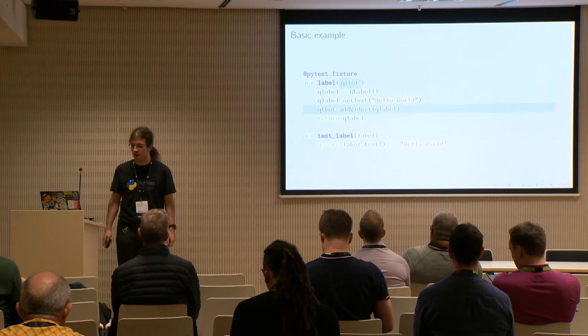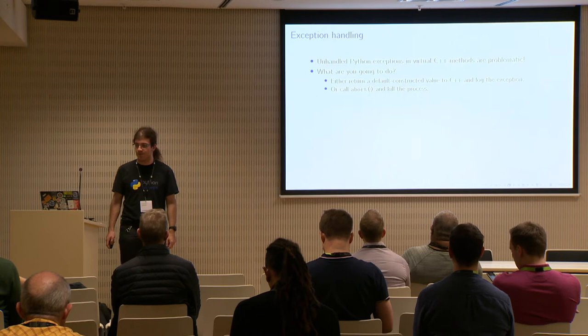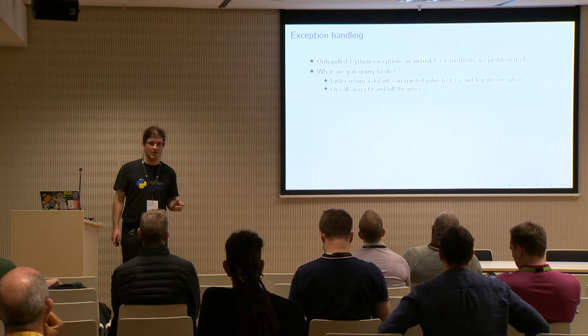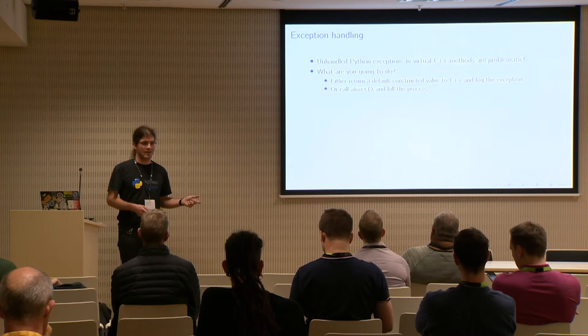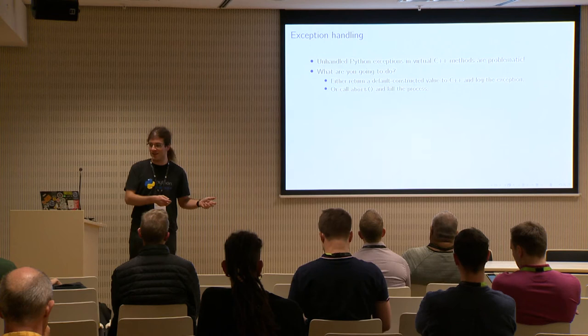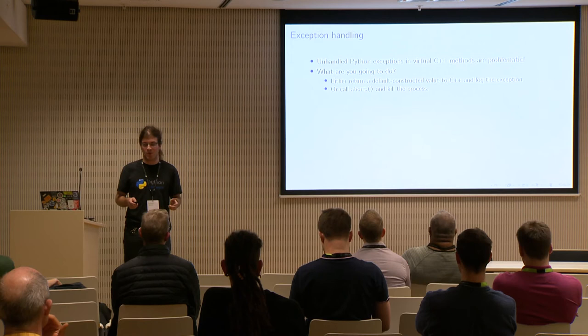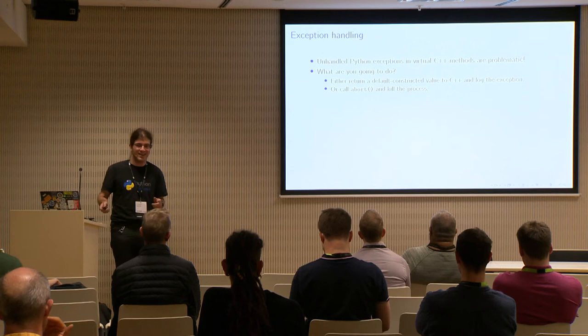So let's take a look at what other features PyTest-qt can give you. One quite tricky thing about those bindings in general is exception handling. If you have a Python exception in a virtual C++ method, what are you going to do? Because to handle the Python exception, you need to get back to Python land, but you're in C++ land. So either you can return some default constructed value, like zero or a null pointer or whatever, to C++, and log the exception somewhere, which is what PyQt used to do for a long time, until I complained about it, because it introduces kind of undefined behavior.